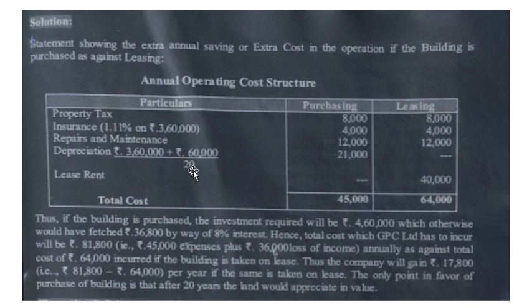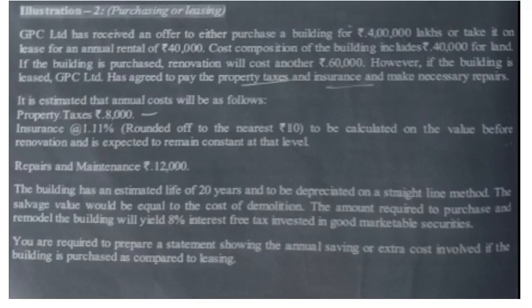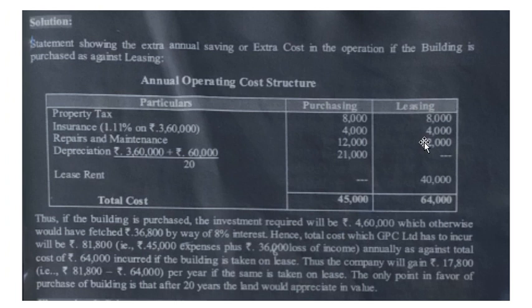So what is the lease rental? In the question it is mentioned as a lease for an annual rental of 40,000. So annual rental of 40,000. When you add up your purchasing, you will get 45,000 as the total cost, and when you add up your leasing, you're getting 64,000. So based on this, which will you decide?